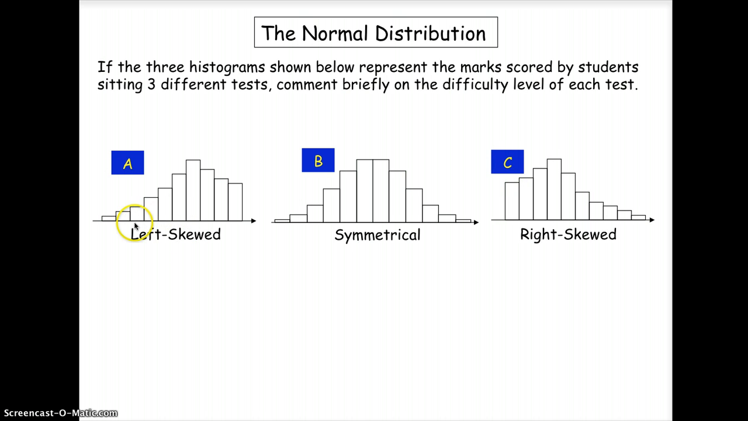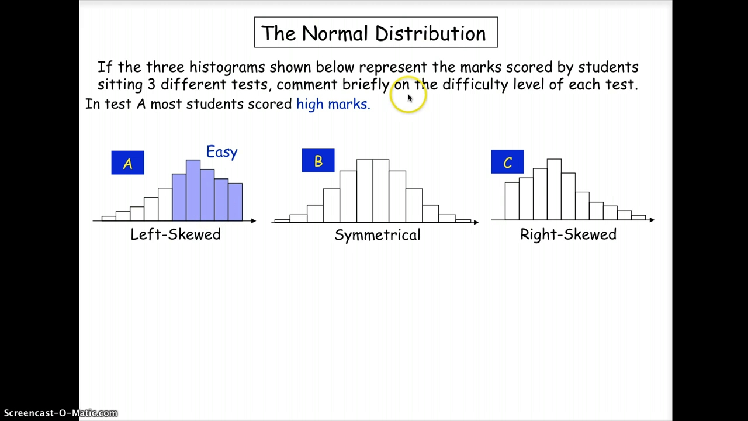In test A, as you can see, the bars at the left are very low, and at the right-hand side there are high scores, or high bars. As you know, the left is normally the low score. You start at 0 going up, and that arrow shows that it's going up in the right direction. So for A, it is described as left skewed. When it's left skewed, we can describe this test as mostly the students got high marks, and we can conclude that the test is easy because a lot of students got high marks.